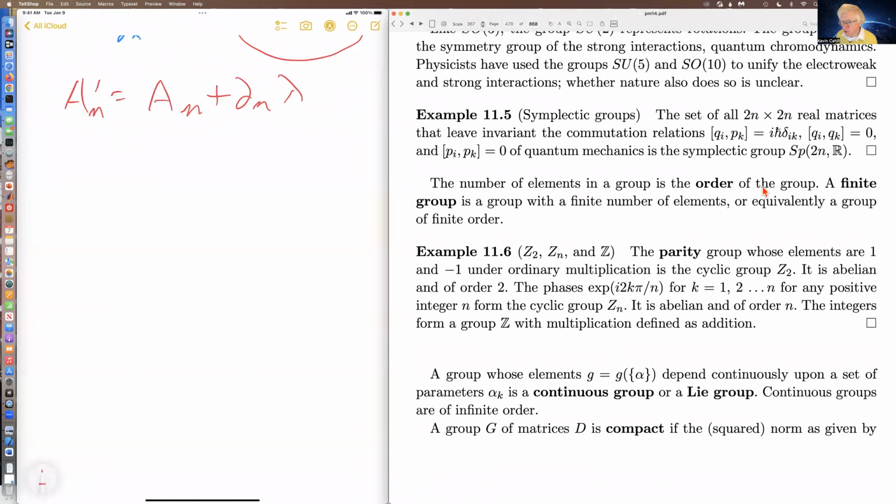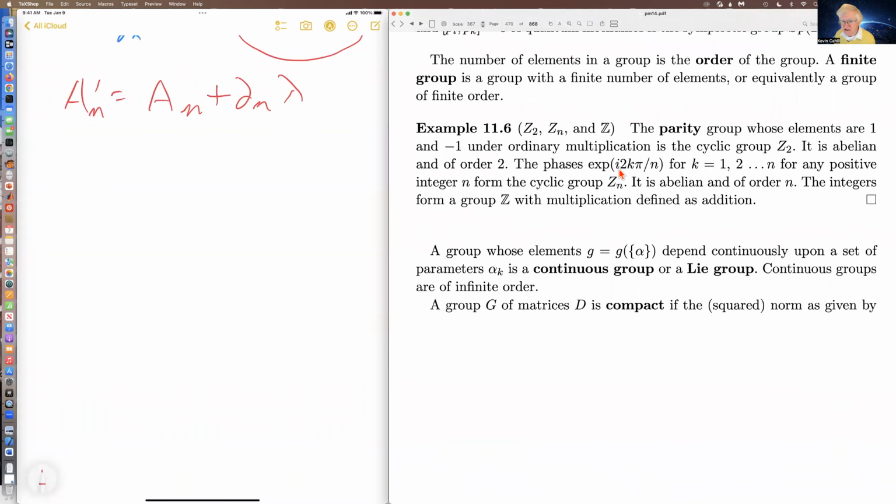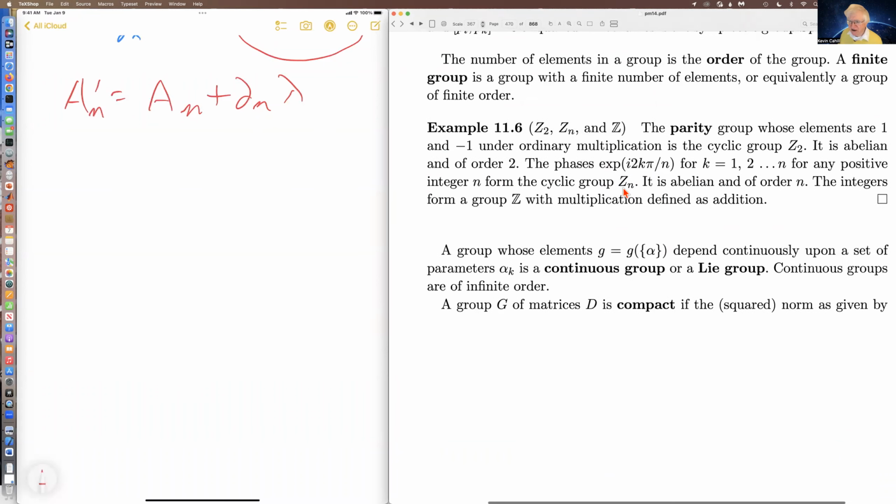The number of elements in a group is the order of the group. A finite group is a group with a finite number of elements. The parity group is a group of order 2, 1 and minus 1. The phases e to the i 2k pi over n form a group of order n. It's called the cyclic group Z_n.